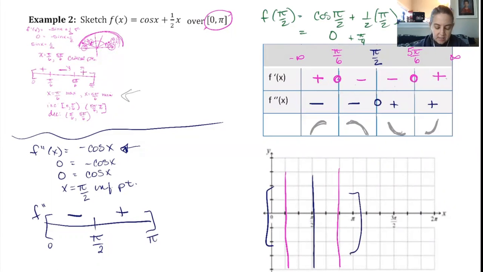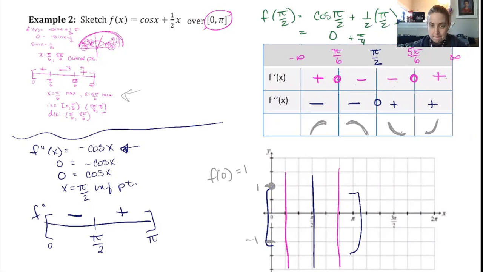Now, I'm not going to take the time this time through. I guess I could. If I put 0 into the original function, if I find f of 0, cosine of 0 is 1, plus 1/2 times 0 is 0, so f of 0 is 1. I'm going to call this point 1, and this is negative 1. So I pass through 0, 1. This is the starting point for my graph.